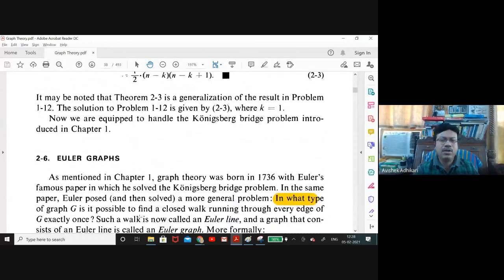Next class I will work with Euler graphs, and we'll see how Euler graphs, or Euler circuit, Euler line, etc., play an important role in solving the Königsberg bridge problem.